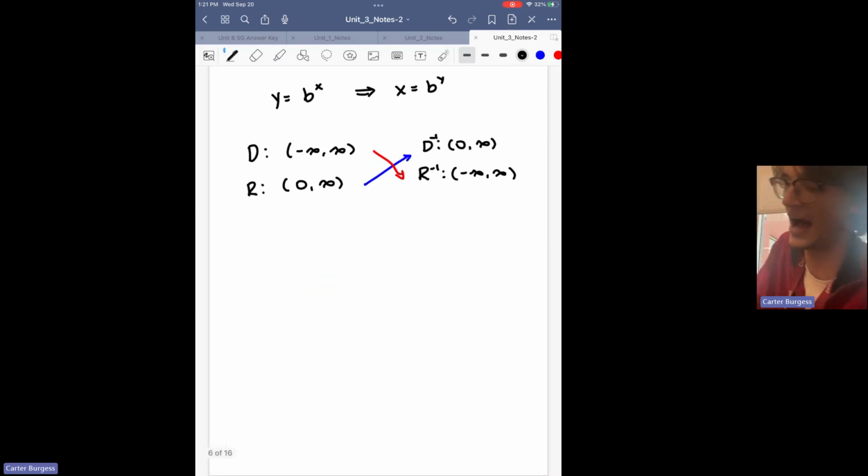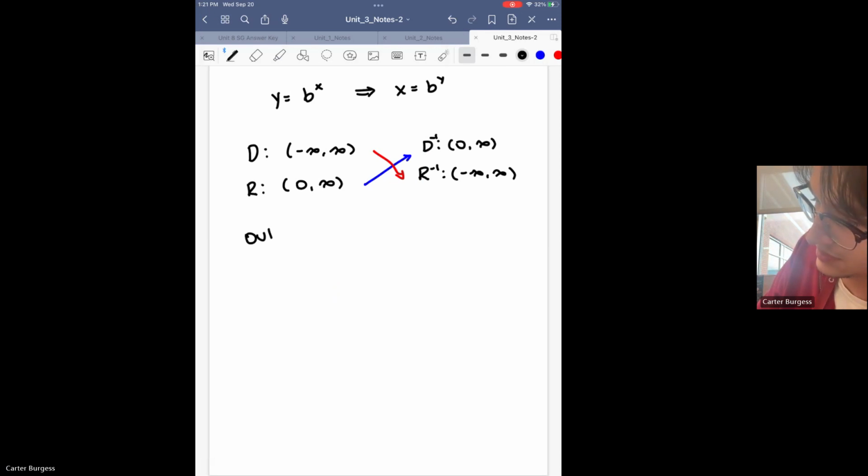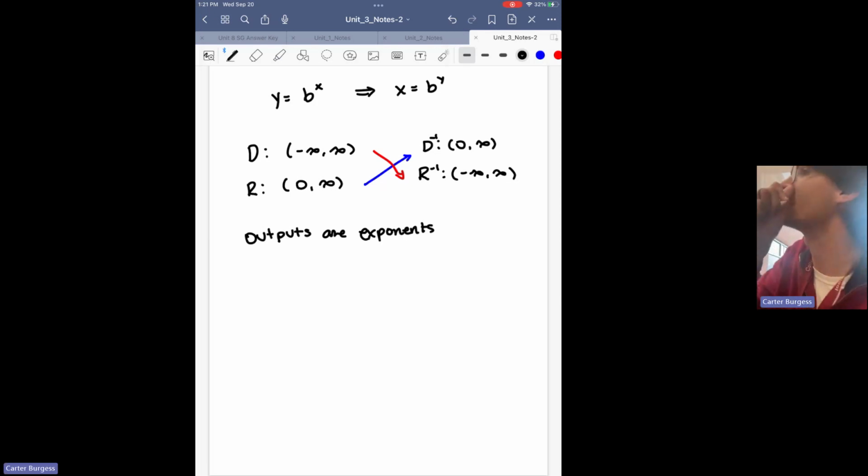That means that our outputs are exponents. This is a super important idea. This is one that we are going to come back to a lot today, is the idea that the outputs that we are seeing for this function are exponents. Very, very crucial.